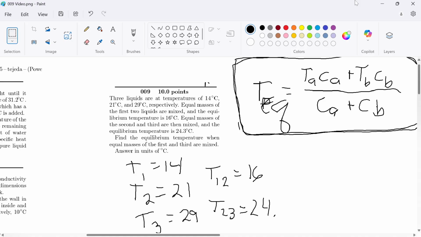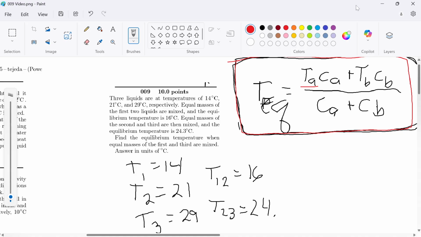The equilibrium temperature when you mix two liquids is the temperature of the first liquid times the heat constant of the first liquid, plus the temperature of the second liquid times the heat constant of the second, divided by the heat constant of the first plus the heat constant of the second.